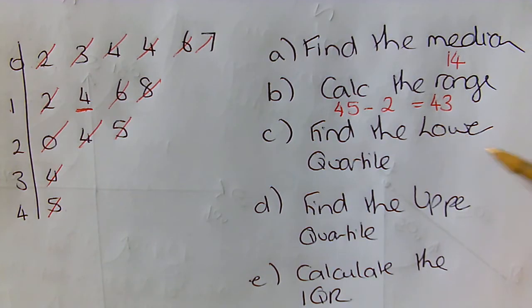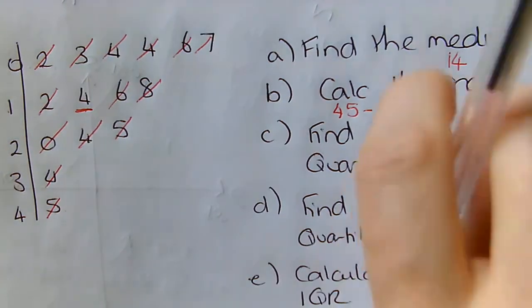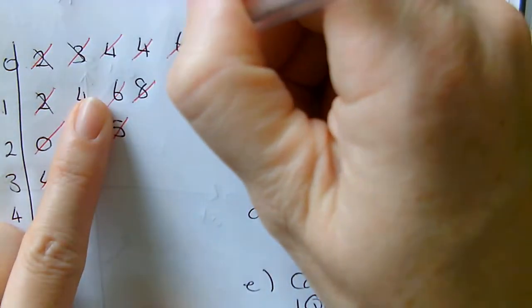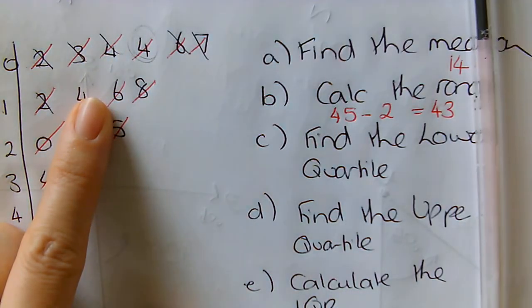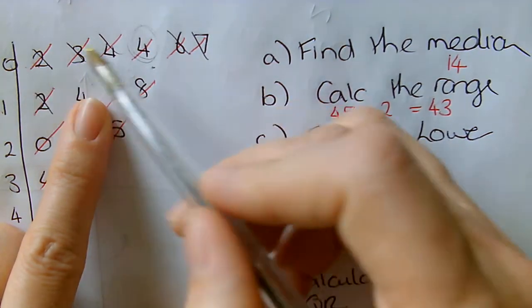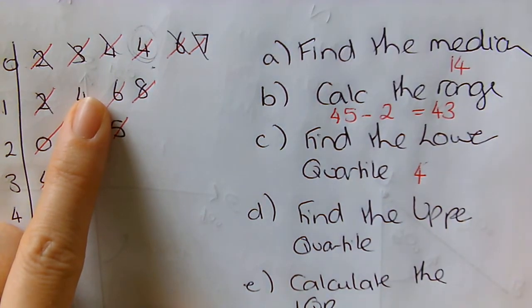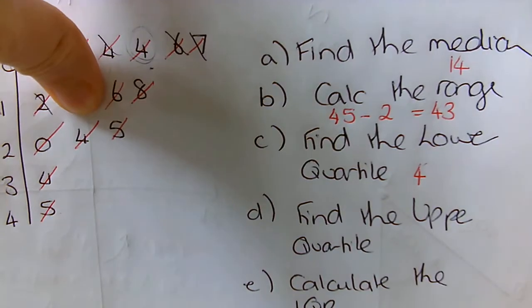Now I'm going for my lower quartile, so I ignore the median, and I'm going to change colours to help it stand out a bit. So I'm going to take off the smallest and the biggest, and the smallest and the biggest, and the smallest and the biggest, to leave my lower quartile, which is represented here, and that is 0, 4, so the lower quartile is 4.